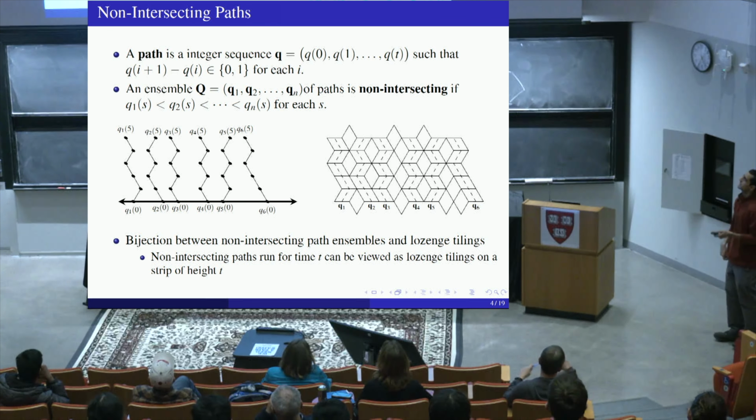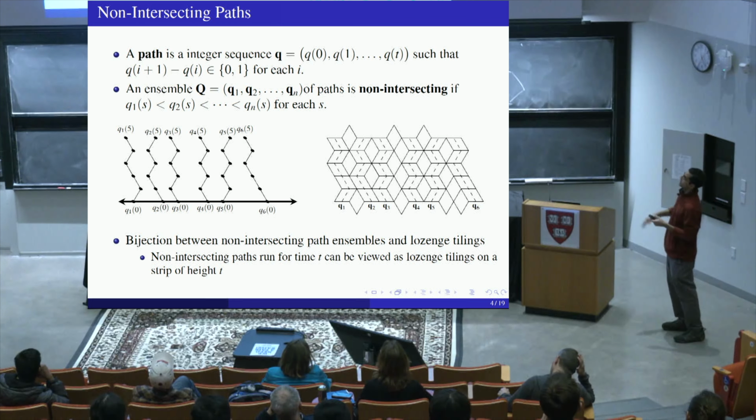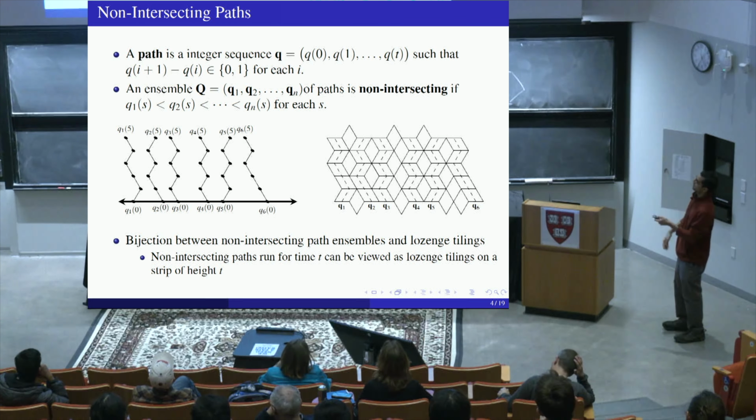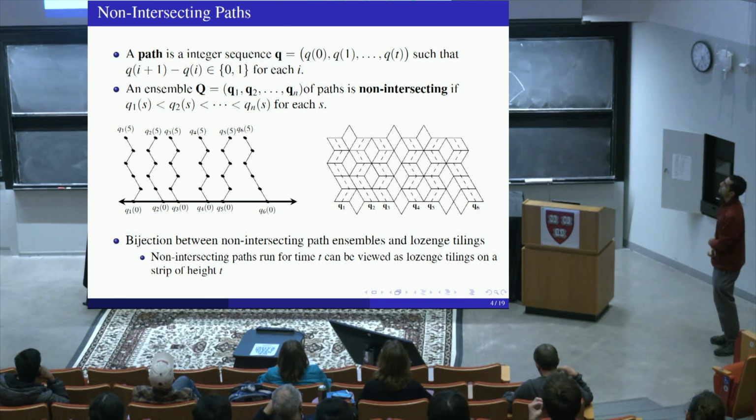So a path is simply an integer sequence, q0, q1, all the way up to qt, so that q either stays the same or goes up at each step. You should view going left as staying the same, so that the axis is pointing this way, right? And the right step you should view as going up one. And a family of paths is called non-intersecting if it remains ordered.